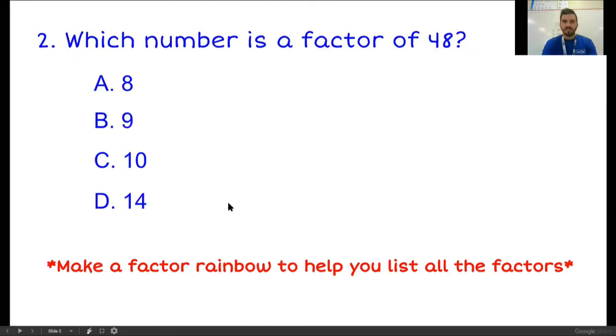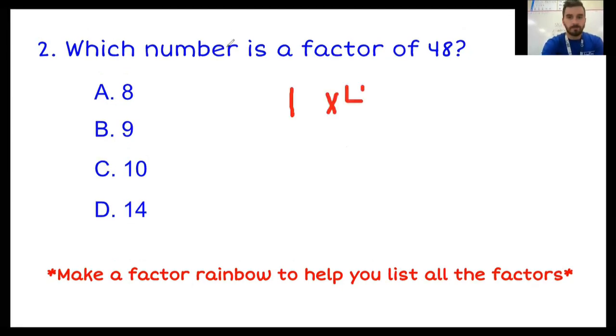Number 2, same deal. Make sure you're pausing all that stuff. You can either instantly look at the answer choices and start working, or ignore them. I'm going to ignore them. Start with my first one, 1 times 48. I know 2 is going to work because 48 is an even number. If you don't know that off the top of your head, type in 48, divide it by 2, and you get 24.